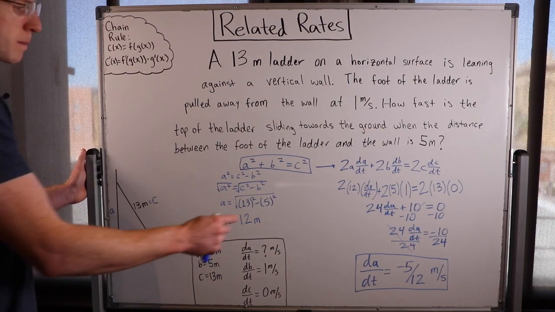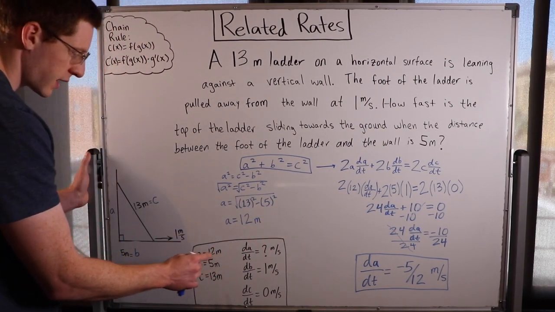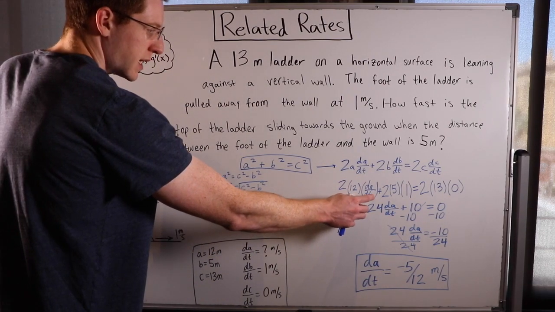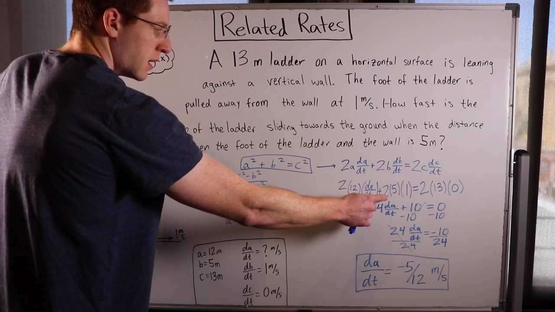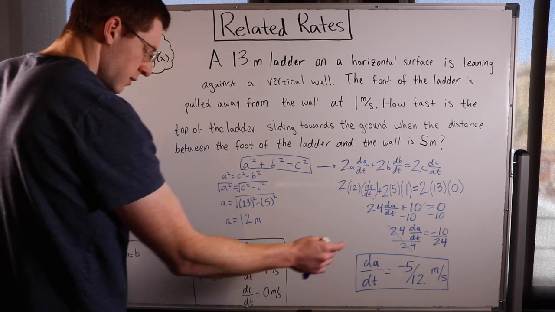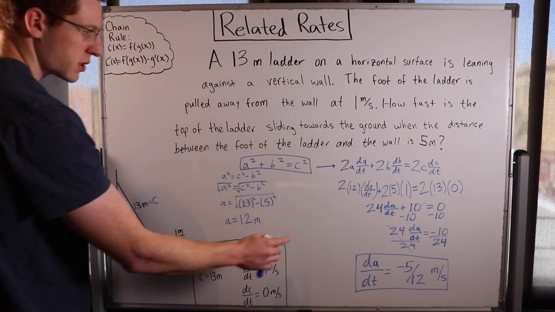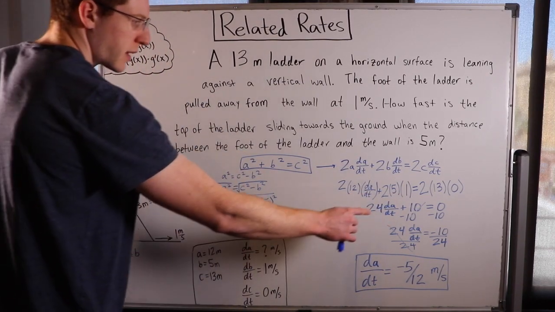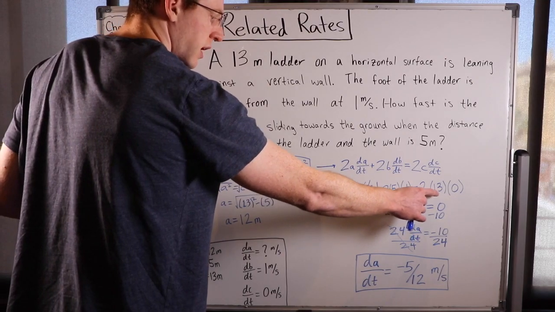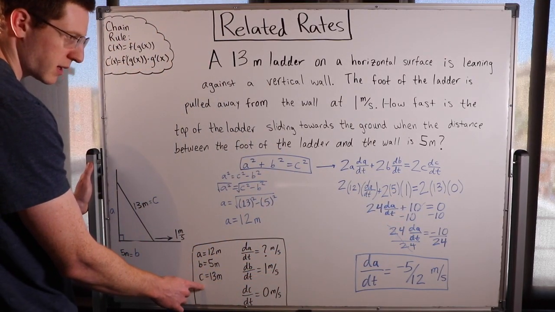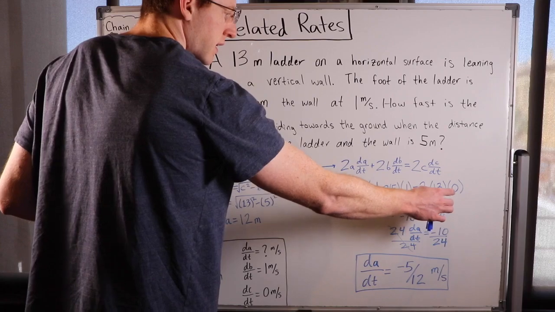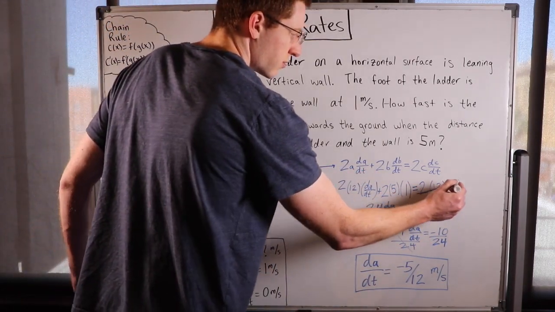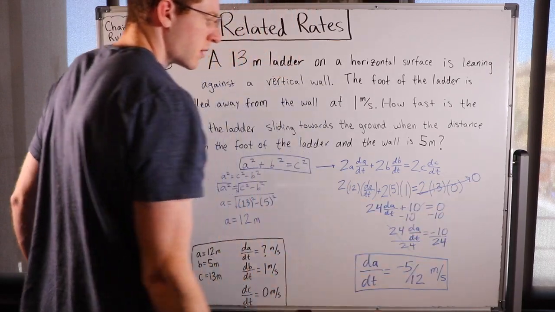Well, we know a here, that was 12, so that's going to go here, and we want dA/dt, so I'll leave that as a variable. Then 2 times b, we were given that, that's 5 meters, so I'll plug that in there. dB/dt, we were given that, I'll plug in a 1 there. And then 2 times c, which was 13 meters, I'll plug that in there. And then dC/dt was 0, so really this whole term is going to go to 0, so we don't even have to worry about it.